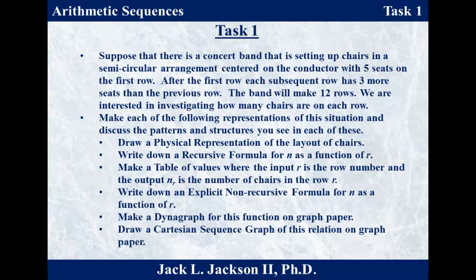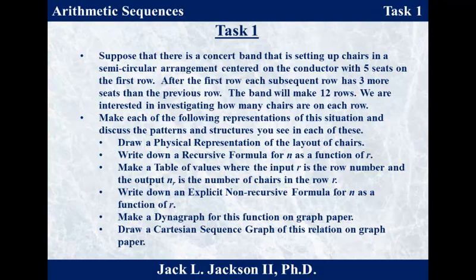So we want to make a table of values where the input is r, the row number, and the output is n sub r, that's n of r. Remember, we use subscripts when we're doing sequences instead of the parentheses notation. But that's n of r, n sub r, or just n, which is the number of chairs in row r. Then we want to write an explicit non-recursive formula for n as a function of r.